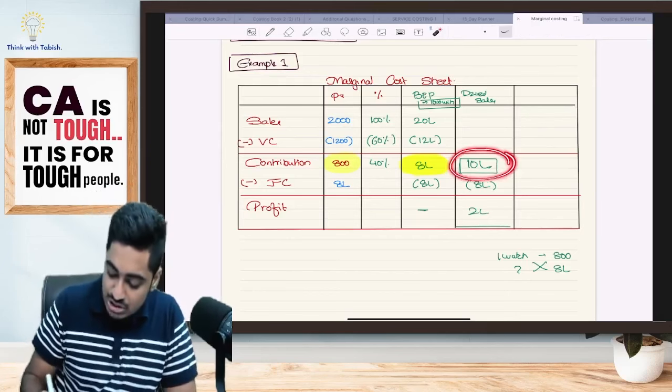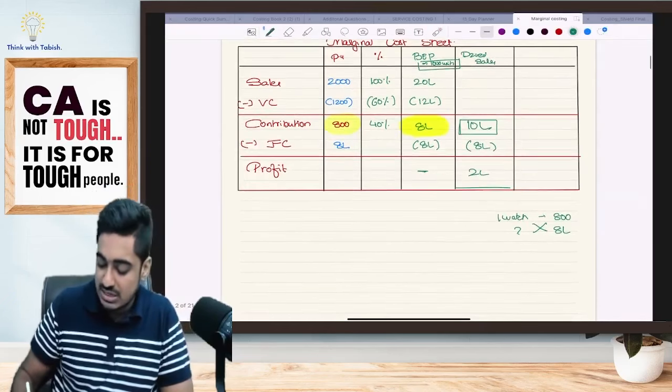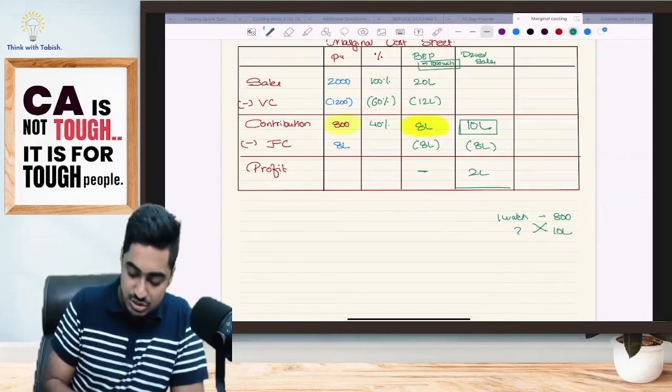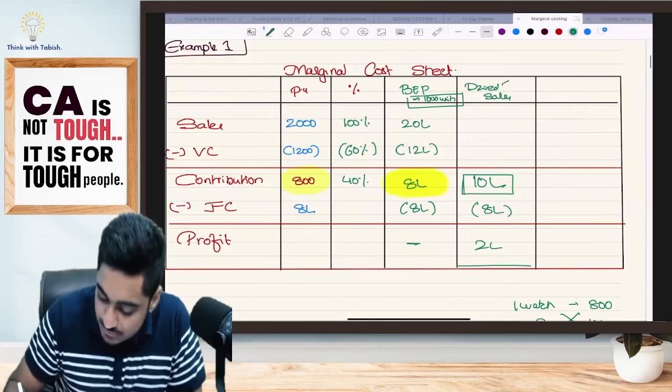If I sell one watch, how much cash am I getting? 800 I am getting. That means how many watches should I be selling? If I sell one watch, I am getting 800. If I want 10 lakh cash, how many watches should I be selling? It is 10 lakh divided by 800. It is going to be 1250.